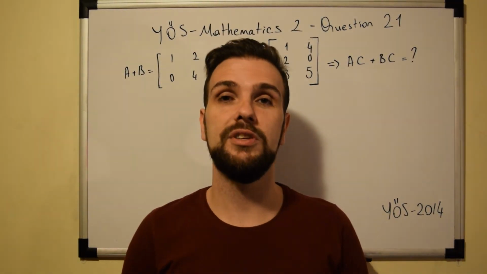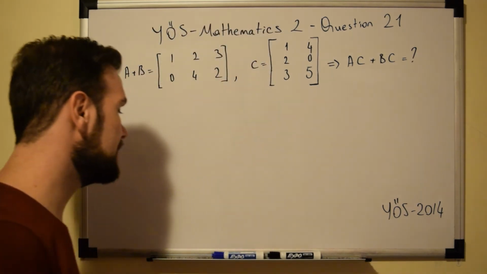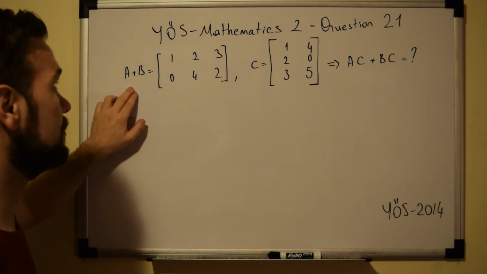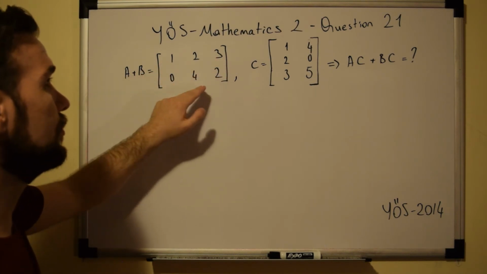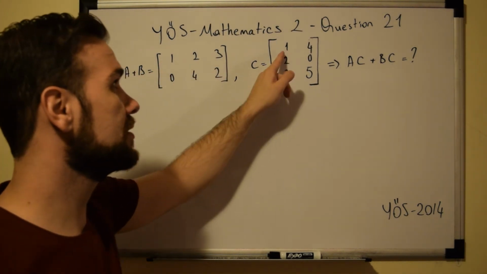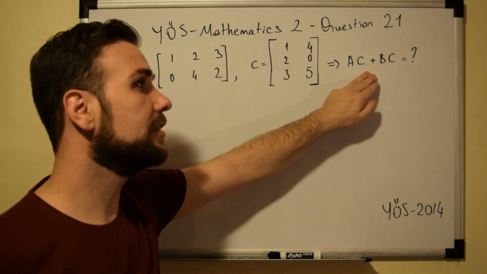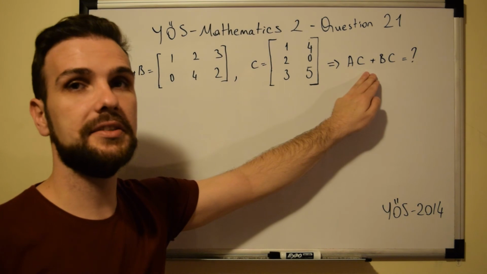So let's see what the question asks us. In this question, as you can see, we will be dealing with matrices. So we have matrix A plus B, which has values 1, 2, 3, 0, 4, 2, and we have matrix C, which has values 1, 4, 2, 0, and 3, 5. And we are asked to find the matrix AC plus BC.